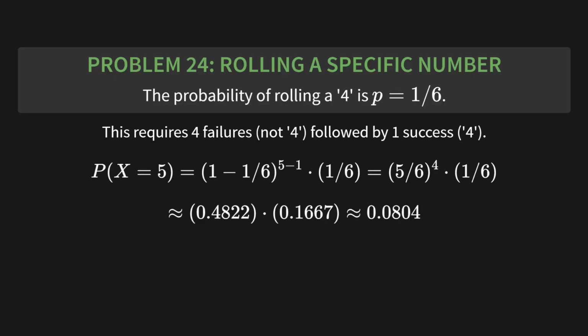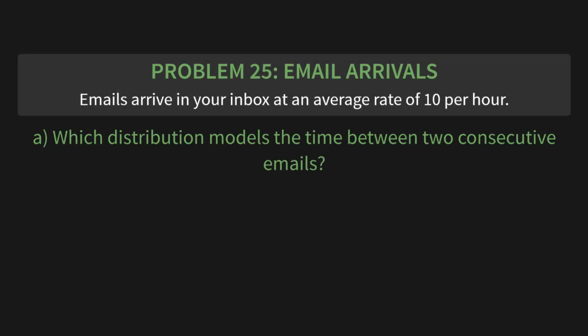That simplifies to (5/6)^4 times 1/6. (5/6)^4 is about 0.4822, and we multiply that by 0.1667, giving us approximately 0.0804. The result, 8.04%.